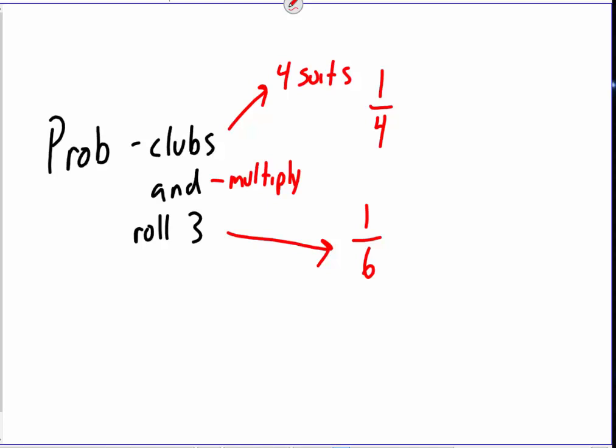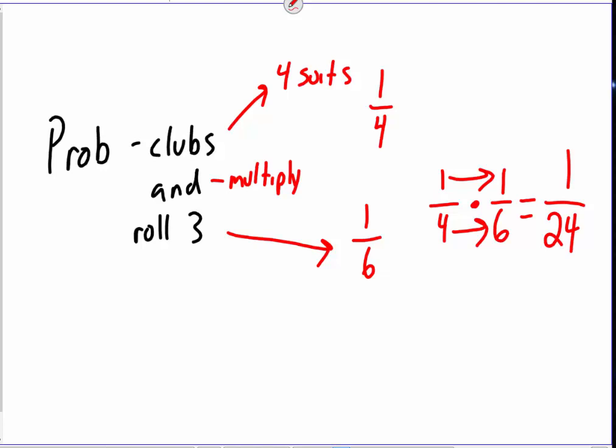And so actually, just to find this one, all we got to do is multiply. So 1/4 times 1/6. Just a reminder of how to multiply fractions. We just multiply straight across. So 1 times 1 is 1. 4 times 6 is 24. So that's all there's to it.